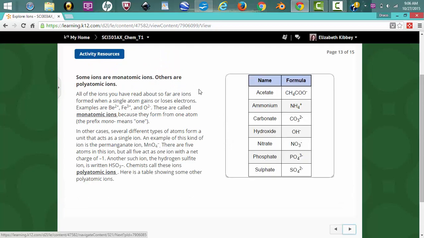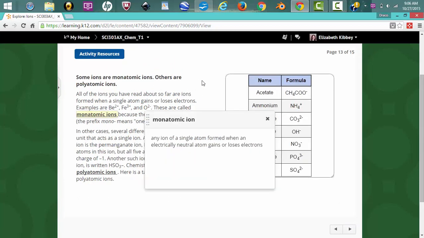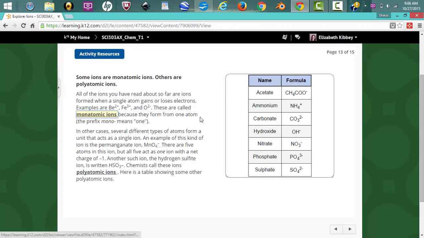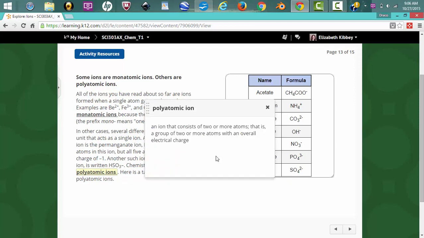Some ions are monatomic ions, others are polyatomic. Now let's look at monatomic. A monatomic ion is an ion of a single atom formed when an electrically neutral atom gains or loses electrons. Just keep in mind the key word mon, meaning 1. Polyatomic ion: an ion that consists of 2 or more atoms. That is a group of 2 or more atoms with an overall electric charge.